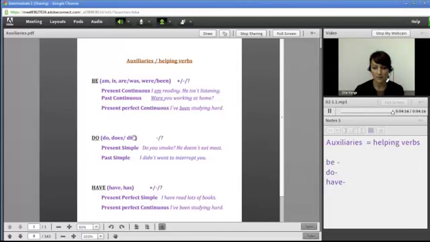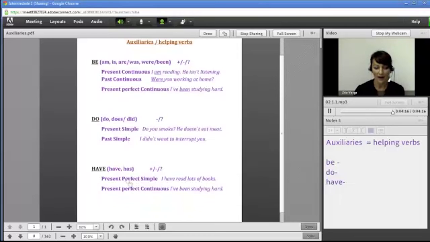In the past simple, it's similar to present simple. You again need the form of do in the past, which is did, and you use did or didn't to make questions and negatives. I didn't want to interrupt you. Or, did you go home after school?